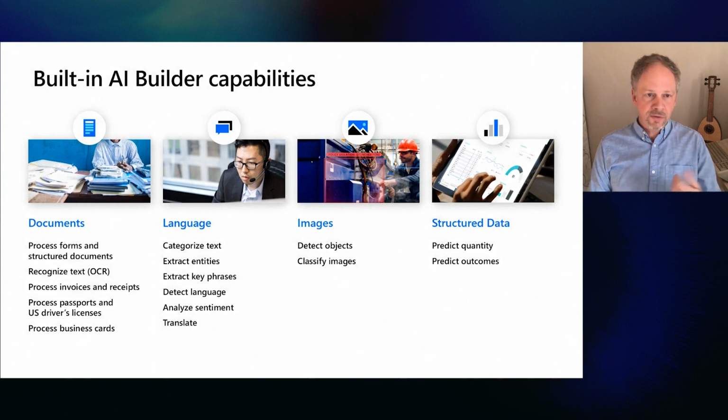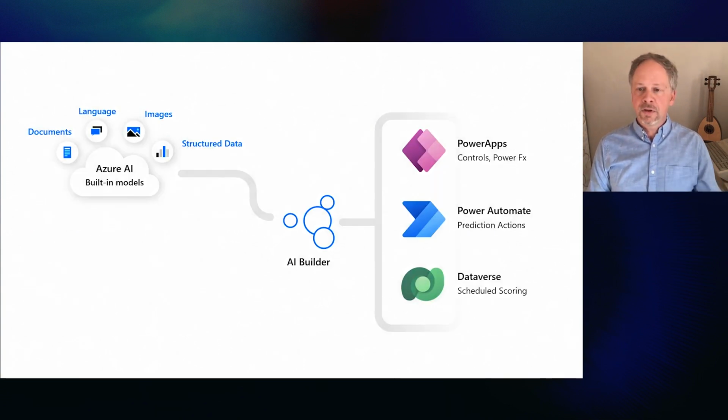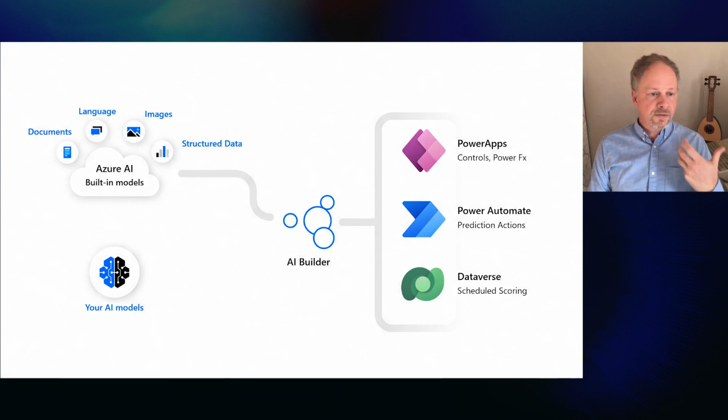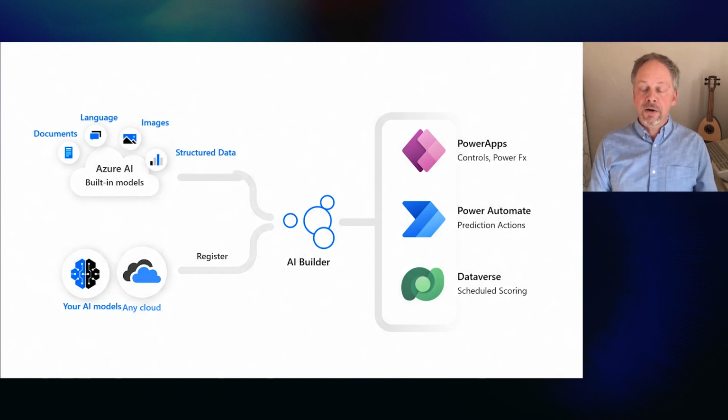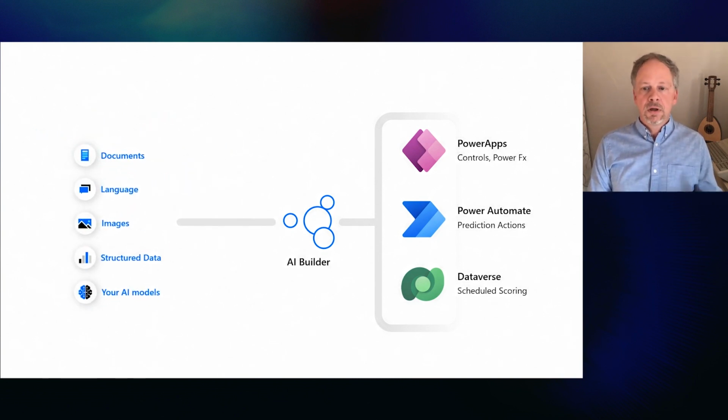So we showed the slide already. This is the list of capabilities in AI Builder, and these are all hosted and powered by Azure AI. But if your company has data scientists, those data scientists can create AI models. They can host them in a cloud, any cloud. And all you need to do is tell us about them and where they are, and something magical happens, which is that your models and our models come together and they're available to the users of Power Apps, Power Automate, Dataverse. They look the same, they work the same, they integrate the same way.